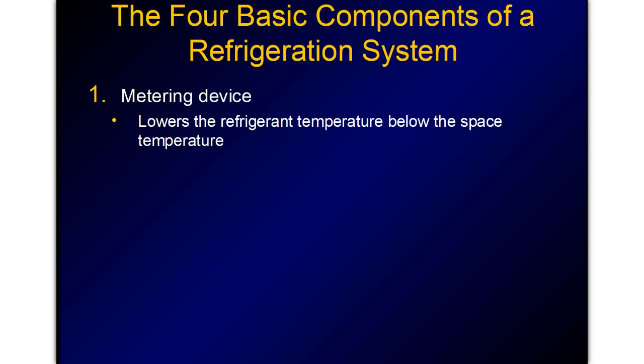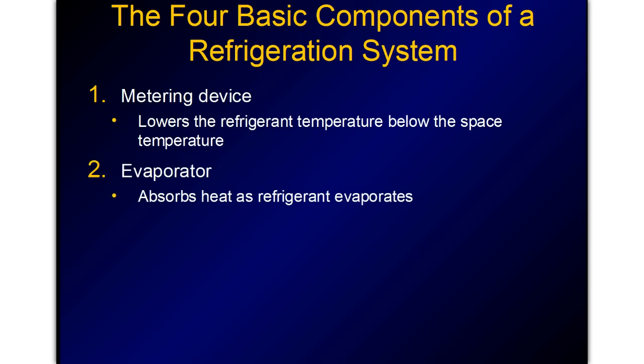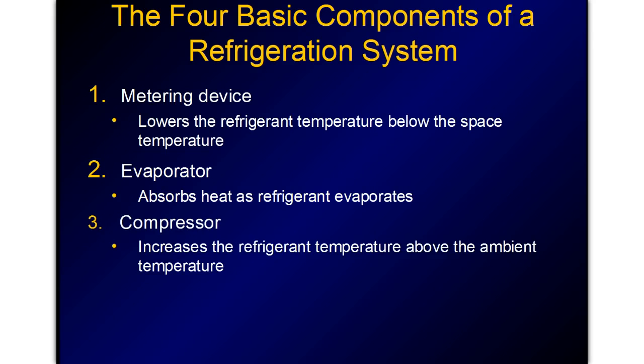So the four basic components of a refrigeration system are the same as those of an air conditioning system. We did learn the metering device in a refrigeration system lowers the temperature and pressure of the refrigerant much lower than a residential air conditioning system. The evaporator does basically the same thing. It absorbs the heat, changes the state of the refrigerant, absorbs some superheat. The compressor is a little bit different. They are designed to compress low density vapor to higher pressures, so there is a bit of a difference between the two.